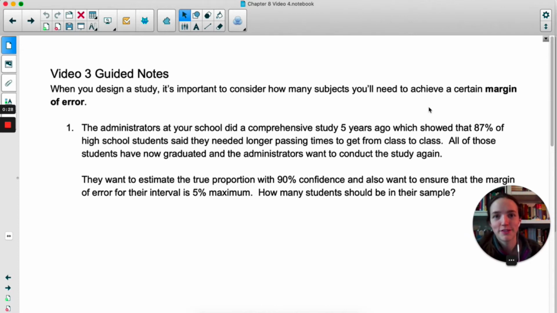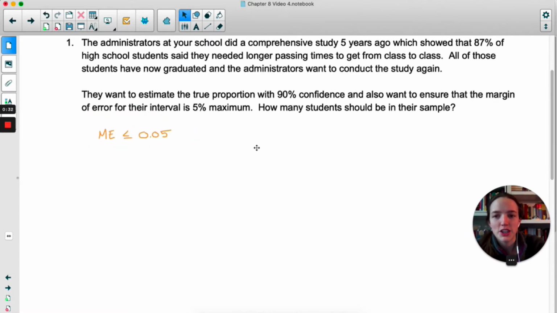margin of error. All right, now I shouldn't have said equation, I should have said inequality, because what they're looking at here is a margin of error that has to be 5% max. So they want a margin of error that is less than or equal to 0.05. So if we use the formula we learned in the last video, margin of error is z star square root p hat times 1 minus p hat over n. We need all of that to be less than or equal to 0.05.